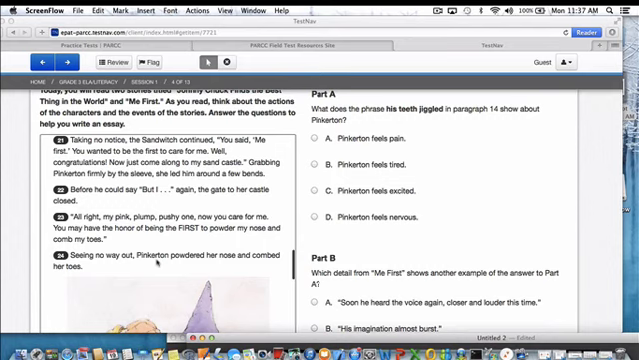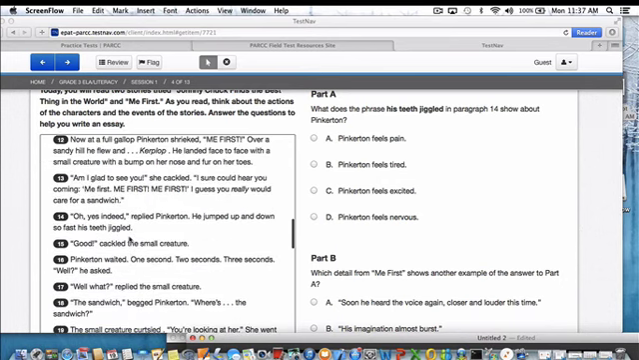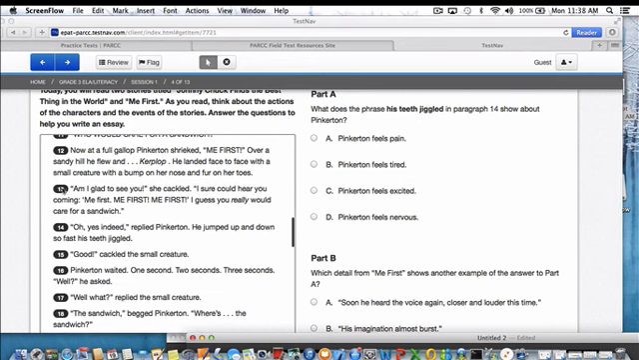And so when you look at this question here, you have an understand question on Bloom's taxonomy, but the level, the DOK, it's a recall of information by being able to select the appropriate words when the intended meaning or definition is clearly evident. So when I go back to read paragraph 14, "Oh yes, indeed," replied Pinkerton. "He jumped up and down so fast his teeth jiggled." And I go a little bit back, I see that it is his excitement.